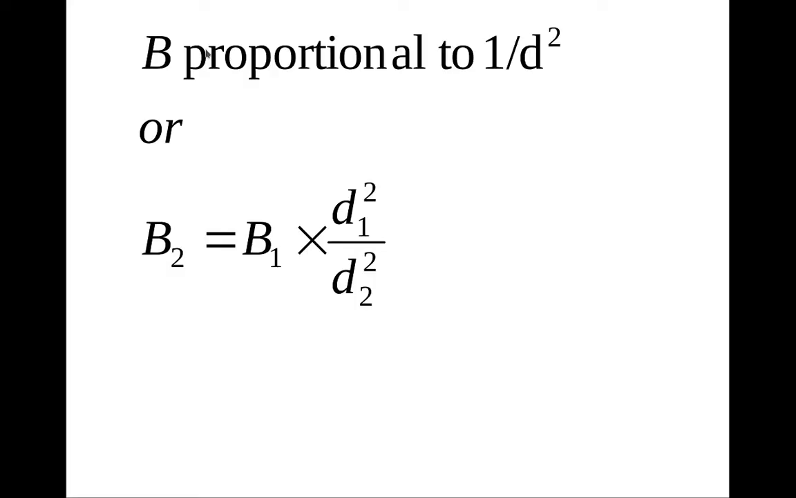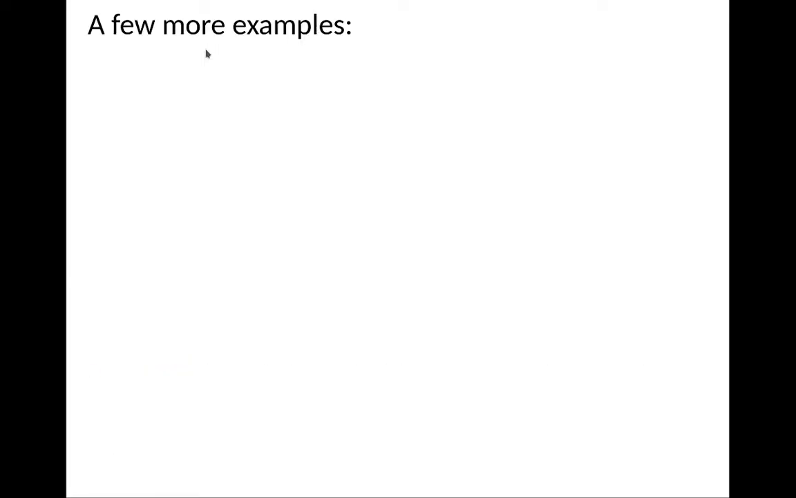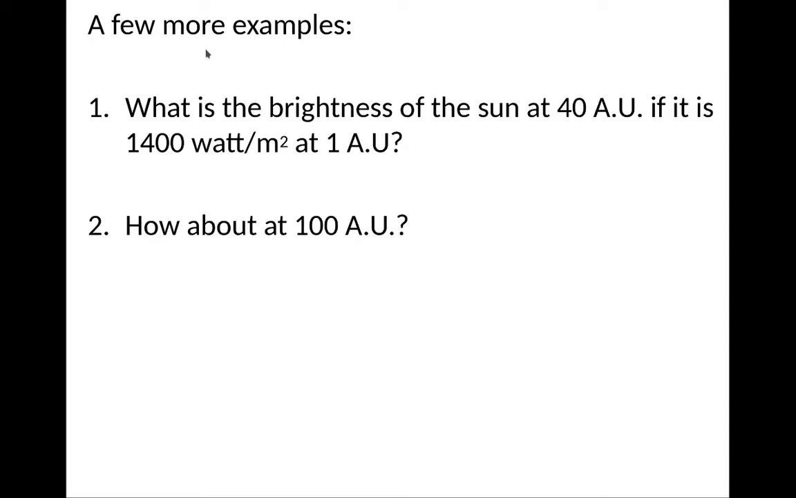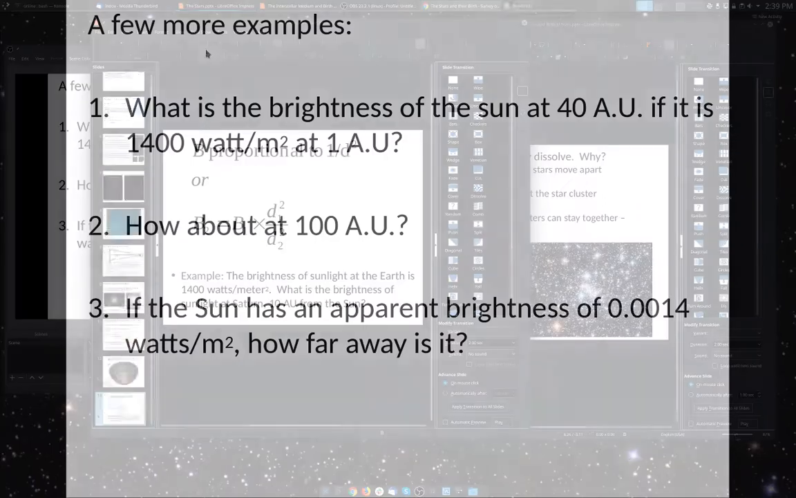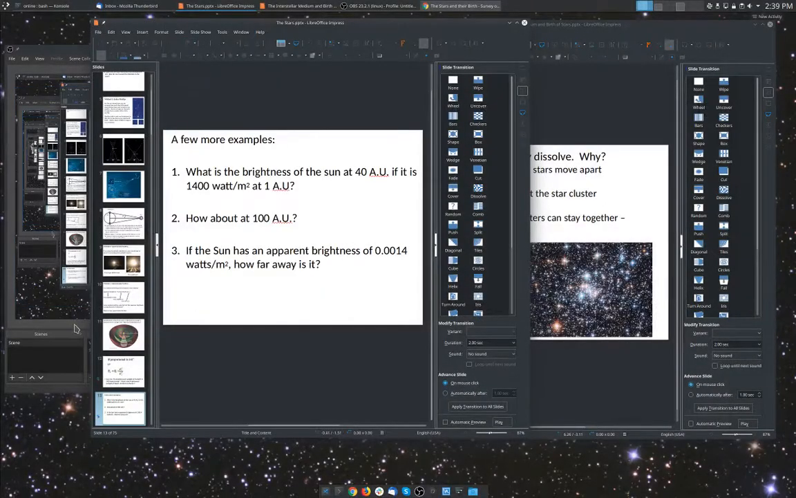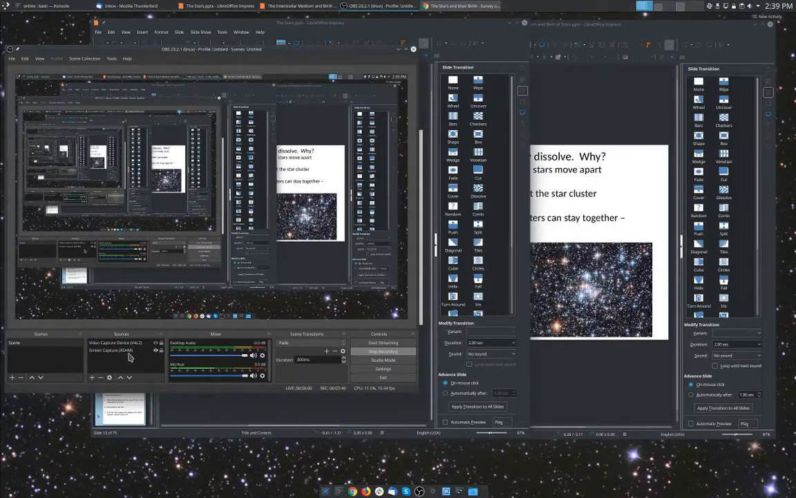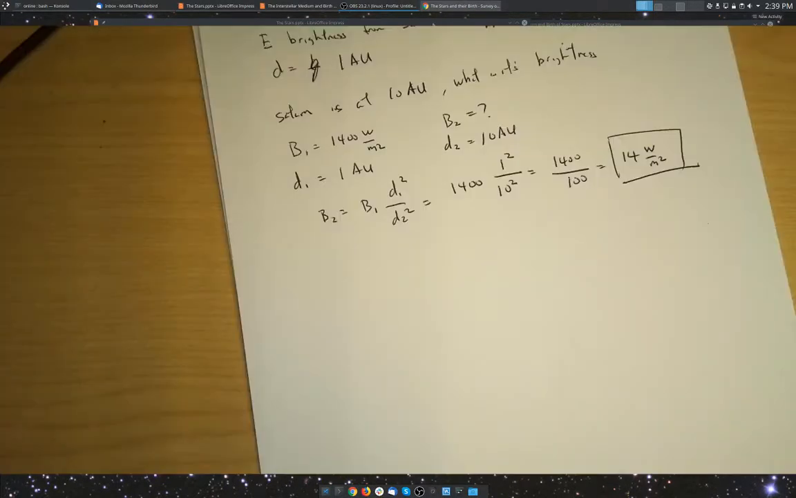A few other examples here. Okay, so the first one is what's the brightness of the sun at 40 AU if it's 1400 watts per meter squared at 1 AU? What about 100 AU? And the sun has an apparent brightness of 0.0014 watts per meter squared, how far away is it? Okay, so let's go through each of these in turn, right? I'm going to need to move things around so I can see it again.